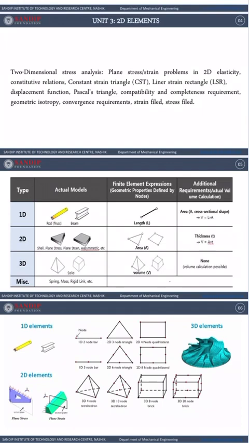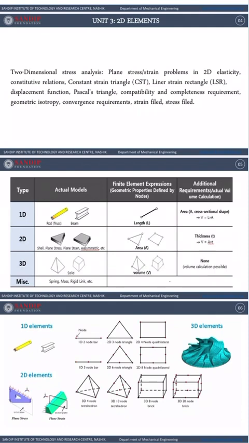Then we will see the constant strain triangle, the CST element. What is the CST element? What are the types of CST element? Then we will see the linear strain rectangle, LSR. We will see what these LSR elements are, what their types are, and how to apply these LSR elements in your HyperMesh or in your ANSYS.